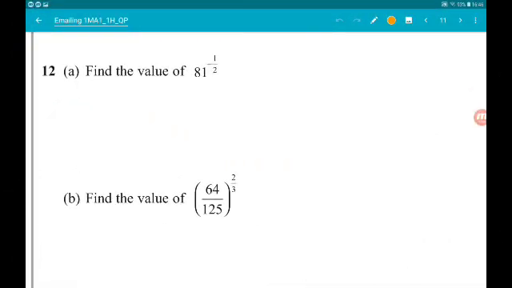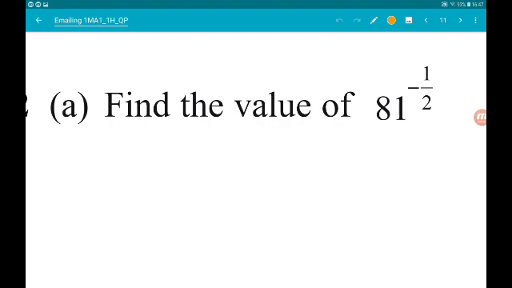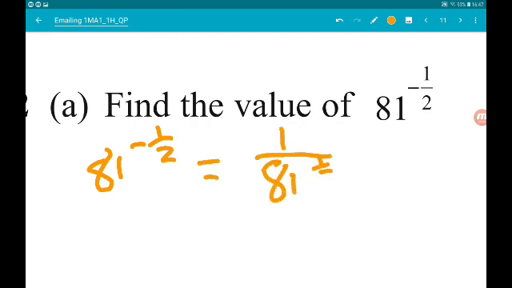Okay, number 12, we have indices. Got a massive playlist on these down below. So we got two markers. Part A wants us to find the value of 81 to the minus 1/2. Okay, so there is 2 parts to this power. So if we first of all take care of the negative part, negative powers, or the negative part of a power, puts the number and the rest of the power on the bottom of a fraction. So 81 to the minus half is 1 over 81 to the half.